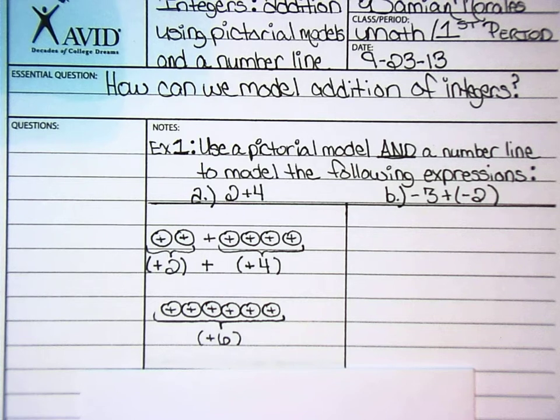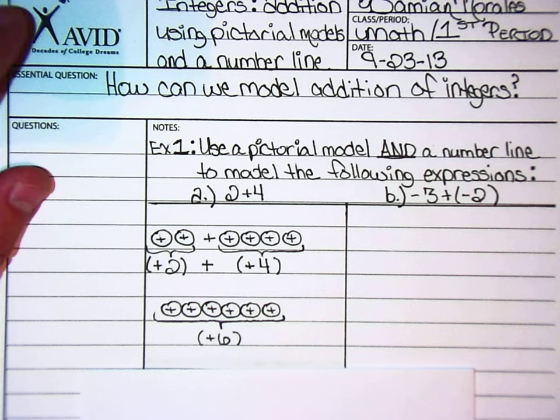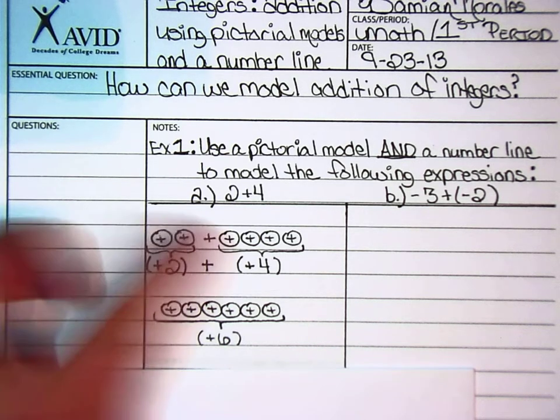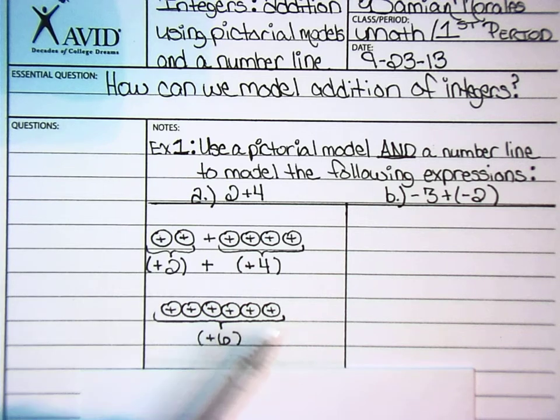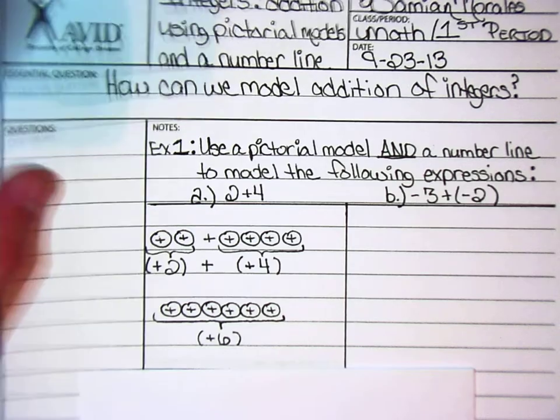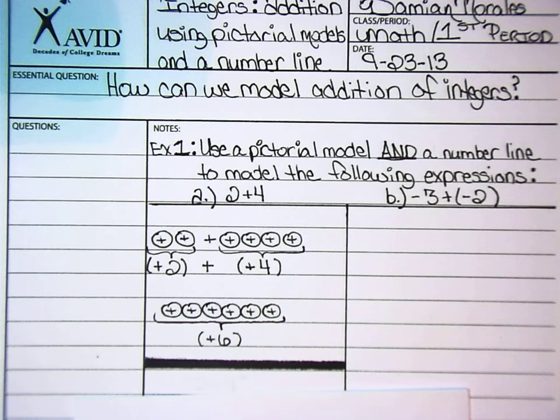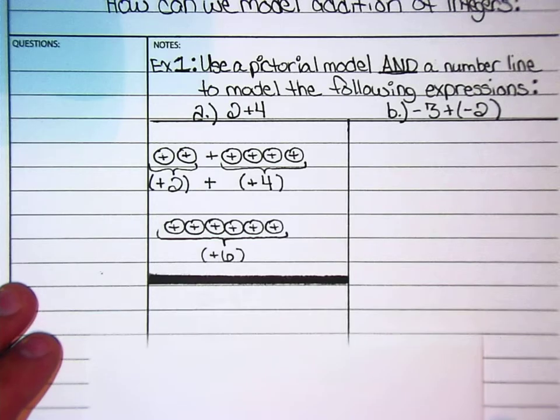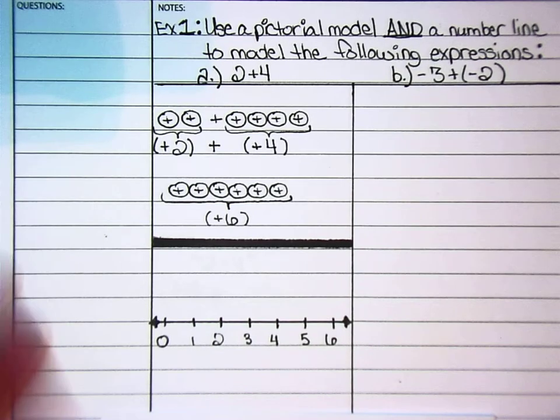Pretty straightforward, pretty easy, not too hard to do. And it works the same way with any two positive numbers. When you join two positives, you just get more positives. Now let's go ahead and model this with a number line. I'm going to draw a page break in my notes and then scroll down a little bit and begin with a number line.